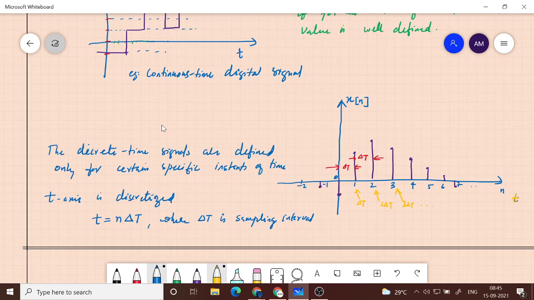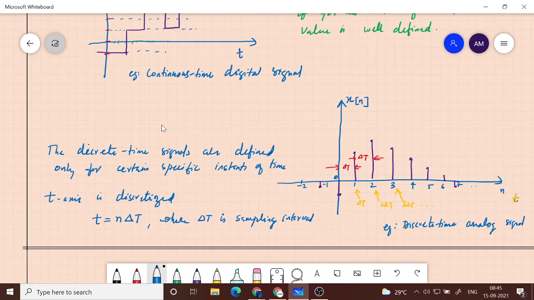Now if you look at the y direction for this particular signal, I have not put any restriction on the values which the signal can take. So x of some index can take any amplitude. Okay, so therefore this is an analog signal. So this example is a discrete time analog signal.